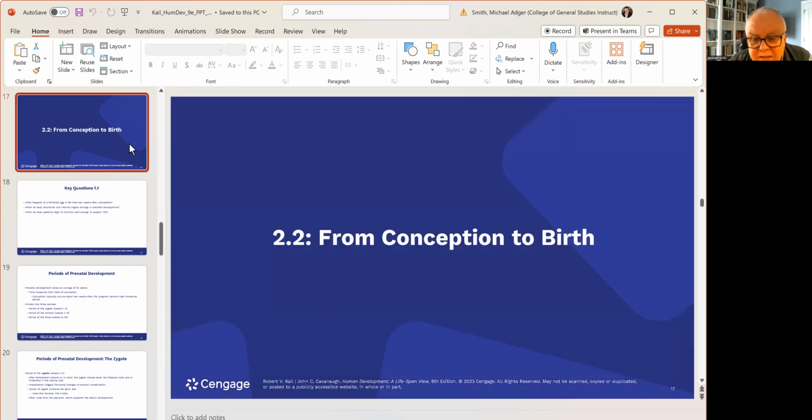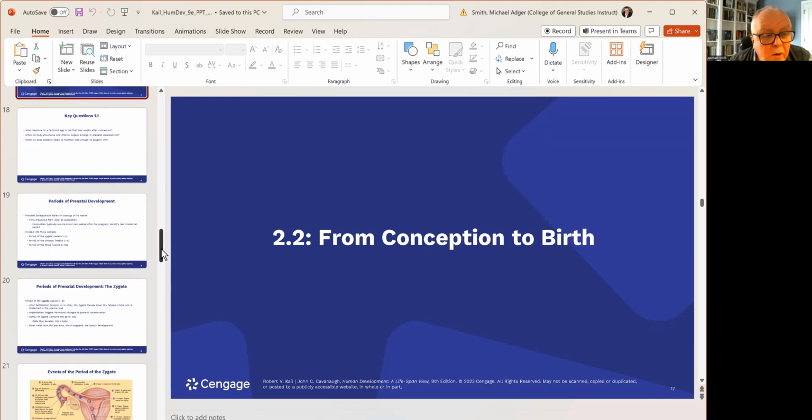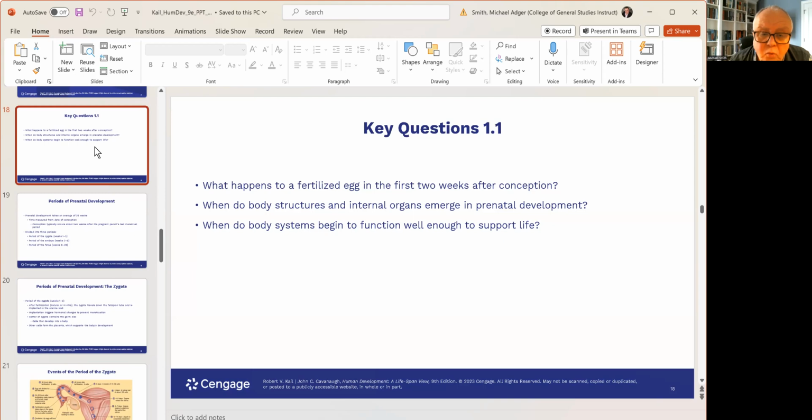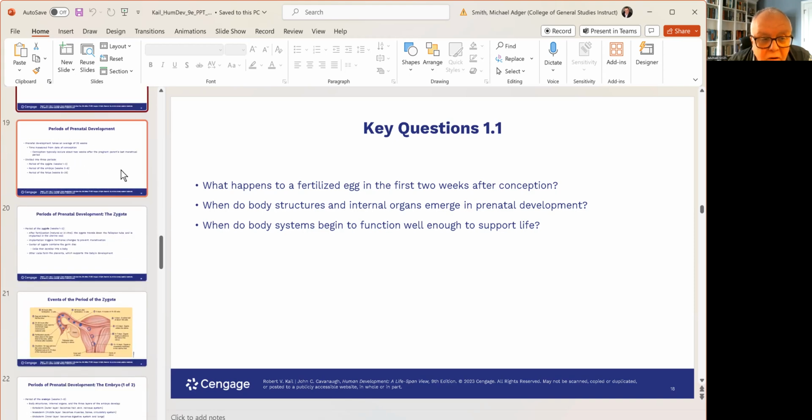So looking from conception to birth, we have a few things we want to talk about here that are important, some key things. What happens to a fertilized egg in the first 2 weeks after conception? When do body structures and internal organs emerge in prenatal development? And when do body systems begin to function well enough to support life? Those are all pretty important questions when we're talking about birth.